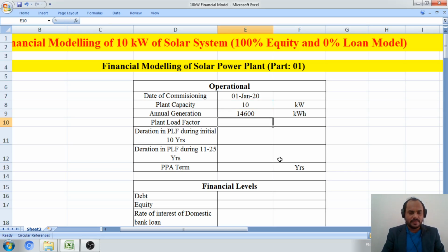So from this we came to know that in the whole span of a year, that is in 1 year, the annual generation is 14,600 kilowatt hours. This many units have been generated by the solar power plant. Once we have completed this annual generation, then we need to focus on the plant load factor.